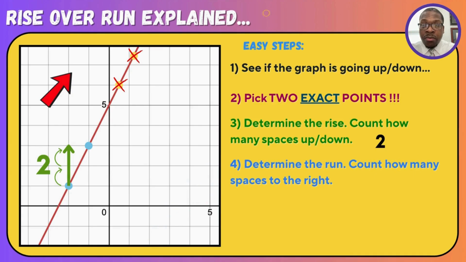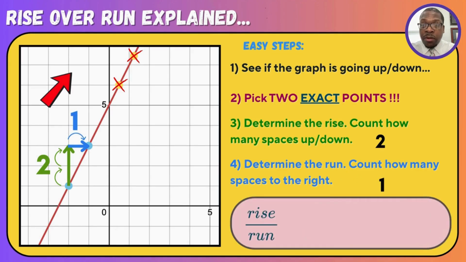So now we want to do the run. Step 4. Determine the run, count how many spaces did it go to the right. So if we start at the point that it went up, we're just going to go across and count. It went across 1. Now we'll put that in our rise over run formula.